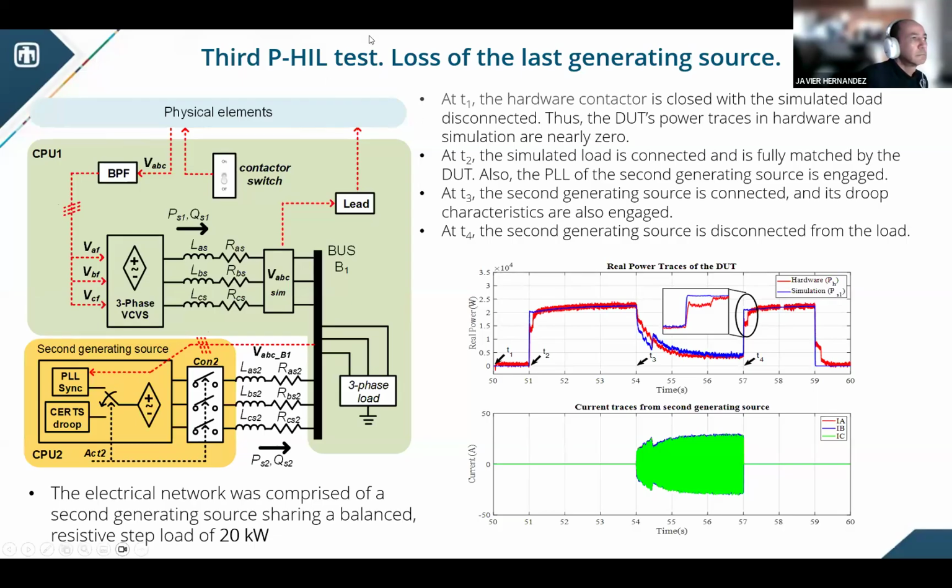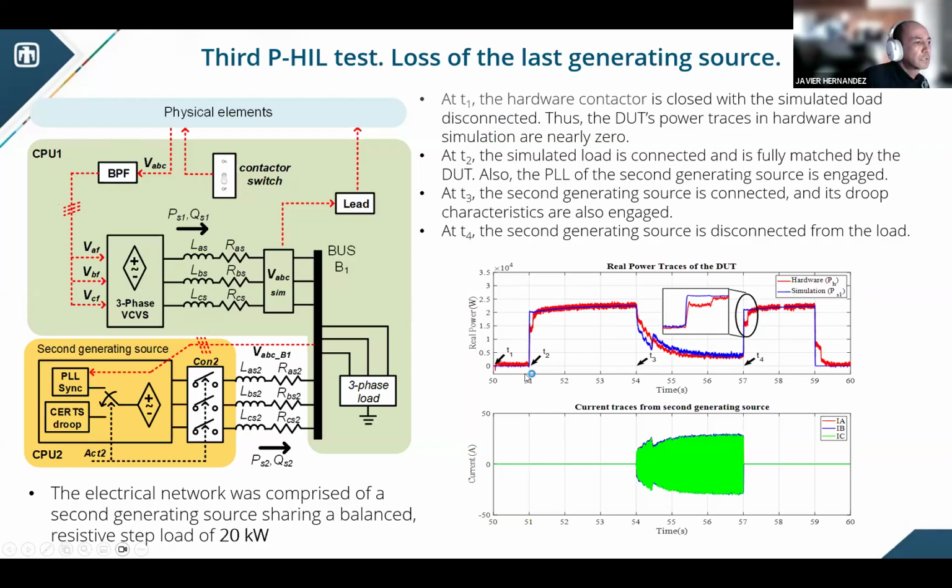At T1, the two plots here, the one on the top, describe some of the dynamics in terms of real power of the grid forming device at hardware and simulation, the device we're testing. I wanted to monitor the currents of this second generating source and check its dynamics, okay? So at T1, the hardware contactor is closed and the simulated load is still disconnected, all right? And the device under test in hardware and simulation powers are nearly zero.